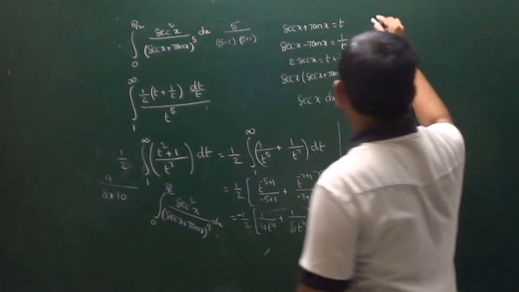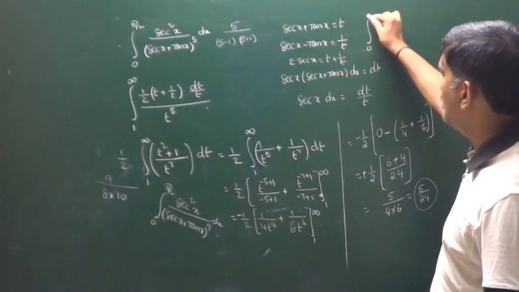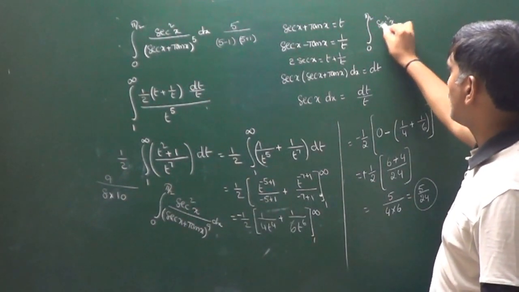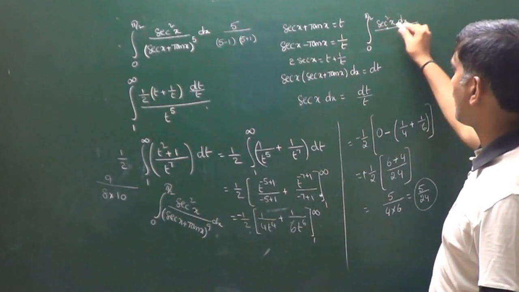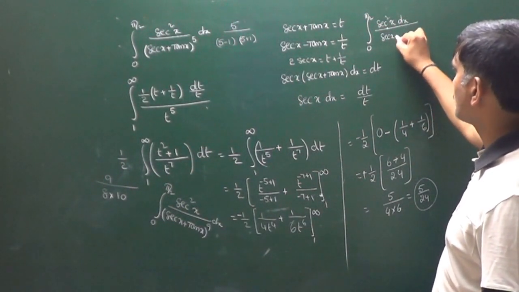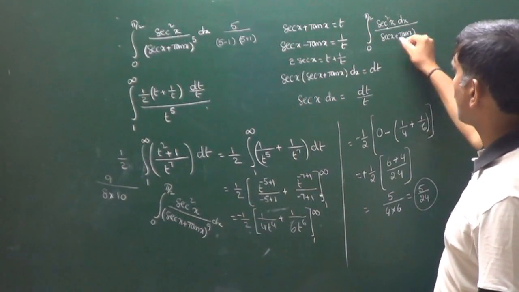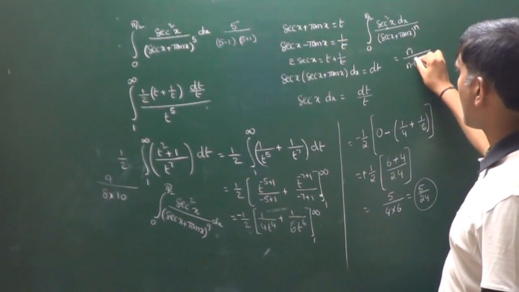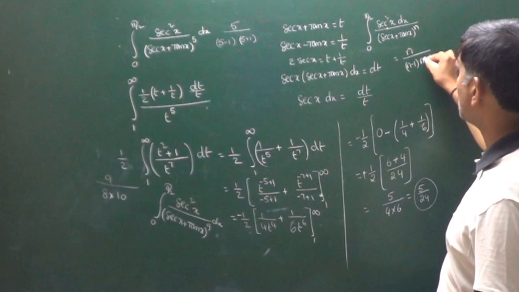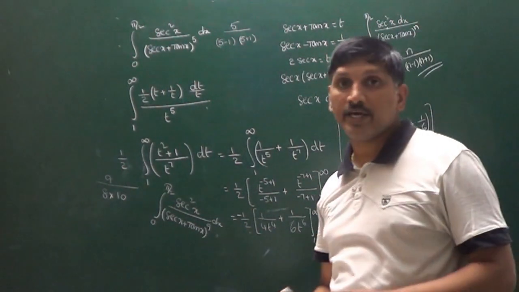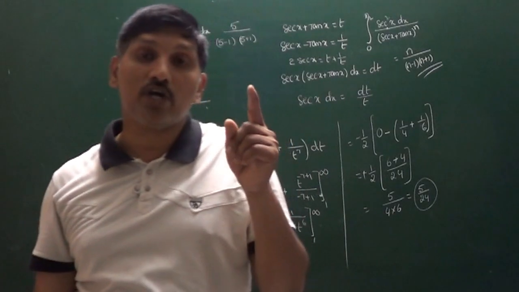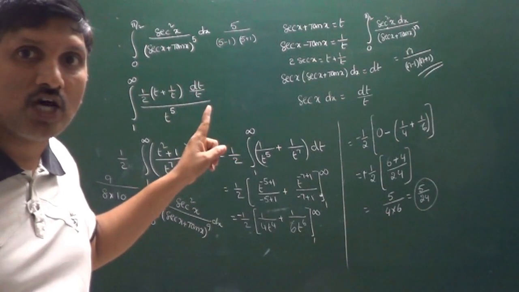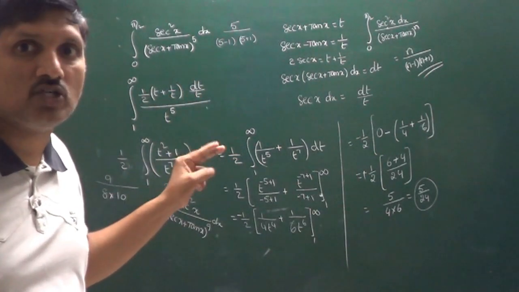That's why it is better to note this down as a standard result. Integral 0 to pi by 2 of secant square x dx divided by (secant x plus tan x) whole to the power of n. We can write the answer as n divided by (n minus 1) into (n plus 1). So that is the answer. Earlier only secant x was there, and we got the answer as 1 by n. Now here secant square x is there, and we got the answer as n by (n minus 1) into (n plus 1).